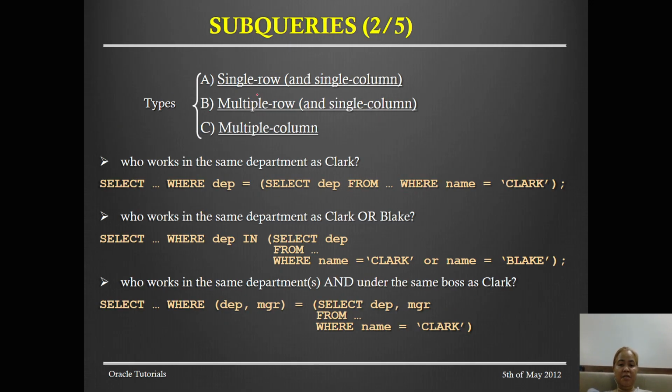These are the types: it could be single row, multiple row, and multiple column. Who works in the same department as Clark? Siyempre, ganito yung gagawin natin na command. So, select kung nasaan, where department is, and then ito yun. Who works in the same department as Clark or Blake? Ito yun naman yung ating gagamitin na command. Select, tapos yung isa-select mo, where, tapos the table, IN, tapos meron kang ganito. Who works in the same department under the same boss as Clark?